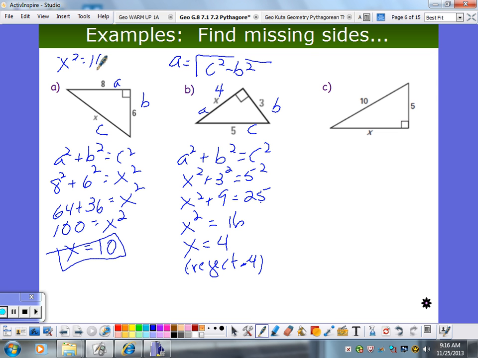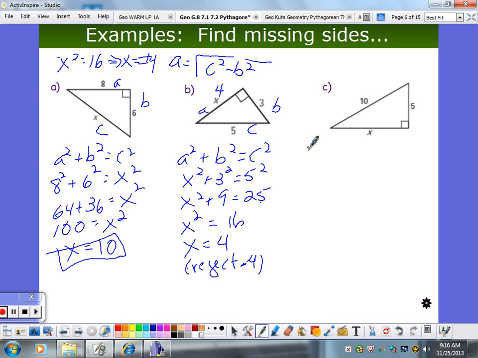Well, x squared is 16, which means what? X is plus or minus 4. Because isn't minus 4 times minus 4, 16? So I have two answers. But can negative 4 be a possibility when I'm talking about the side of a triangle? So you reject that one.